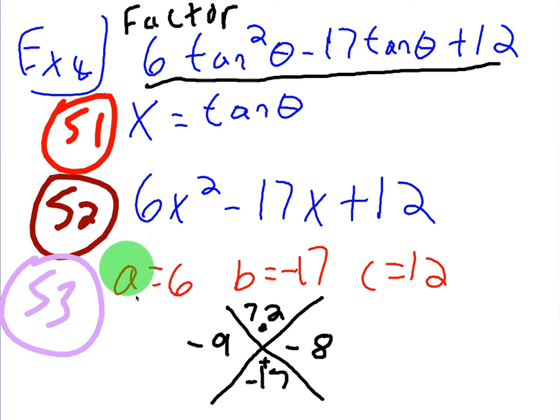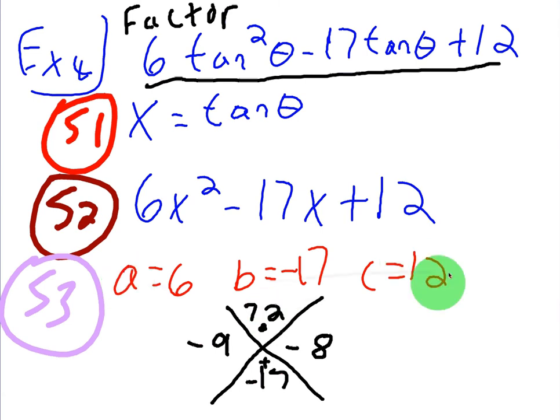We're going to set a equal to 6, b equal to negative 17, c equal to 12. If you have forgotten the lesson on factoring using the x method, or factoring trinomials, go back and watch that video. It's part of the Algebra 2 class.